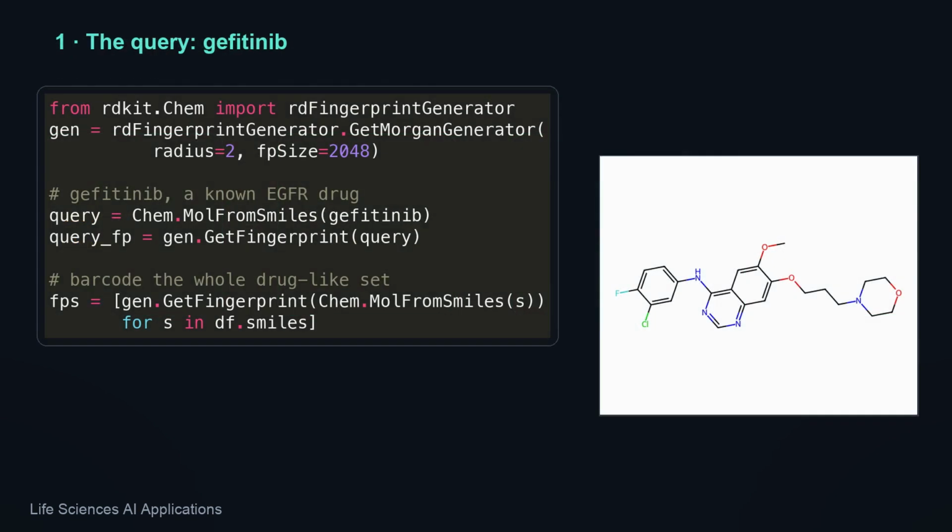First the query. This is gefitinib. You can see its structure on the right, that fused quinazoline core with a chlorofluorophenyl group hanging off it. We fingerprint it with the same Morgan generator from episode 2, then fingerprint all 800 plus molecules in our drug-like set. Everything is now a barcode we can compare. Now the search.